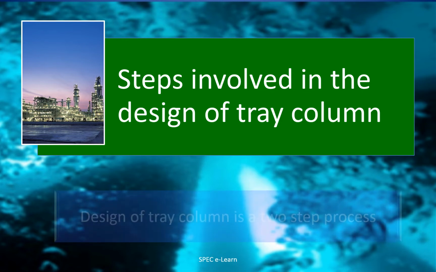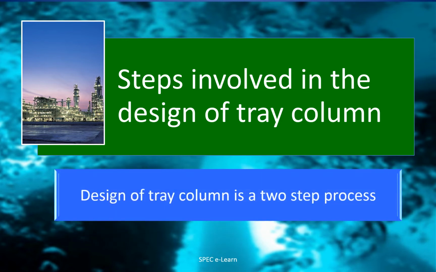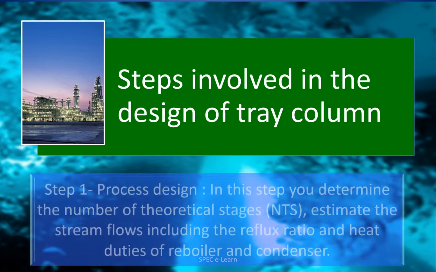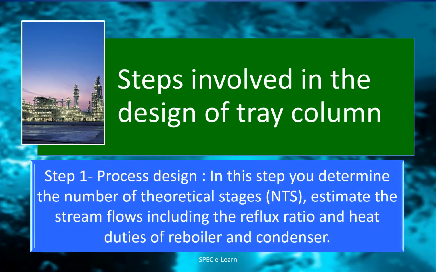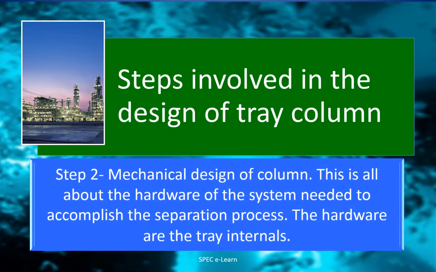Steps involved in the design of tray column. Design of tray column is a two-step process. Step 1 is the process design. In this step, you determine the number of theoretical stages, estimate the stream flows including the reflux ratio and heat duties of reboiler and condenser. Step 2 is the mechanical design of column. This is all about the hardware of the system needed to accomplish the separation process. The hardware are the tray internals.